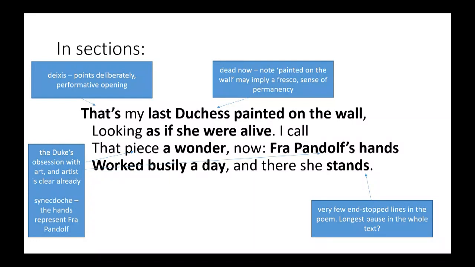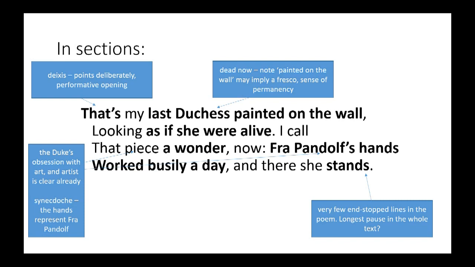I call that piece a wonder now, and this is the beginning of our understanding that the Duke is not only this narcissist, but he's also a lover of art. He's a collector. That's what a lot of people with loads of money do these days, is collect art, don't they? Because it tends to keep value, and increase in value in ways that other things might depreciate. But I mean, by all accounts, he admires the artworks that he has around him, and this one he calls a wonder now. Perhaps not at the time it was painted, however.